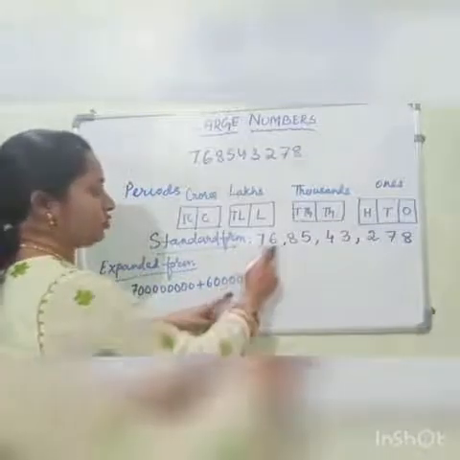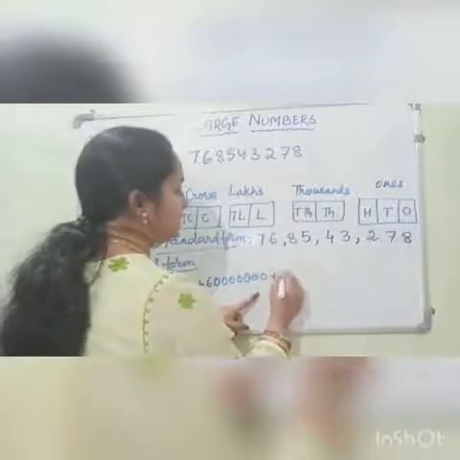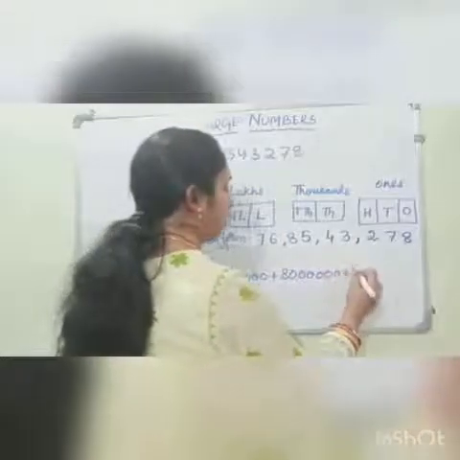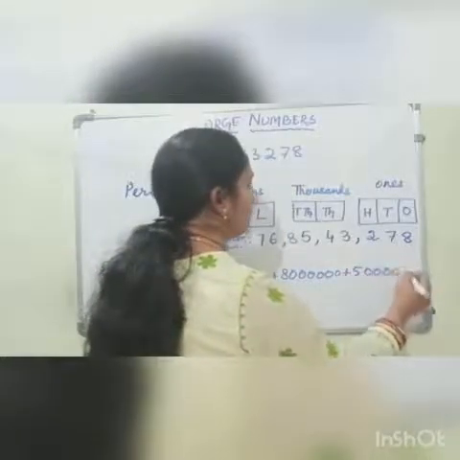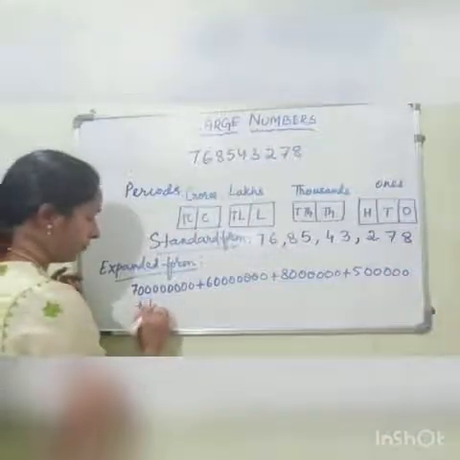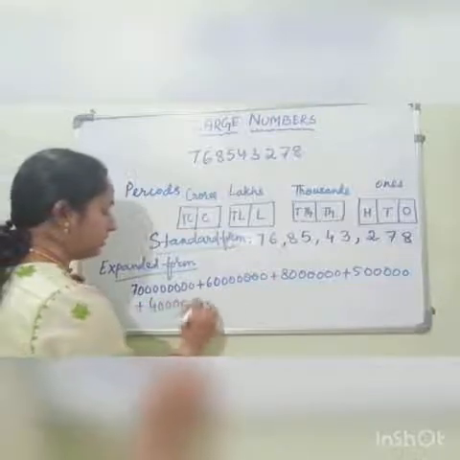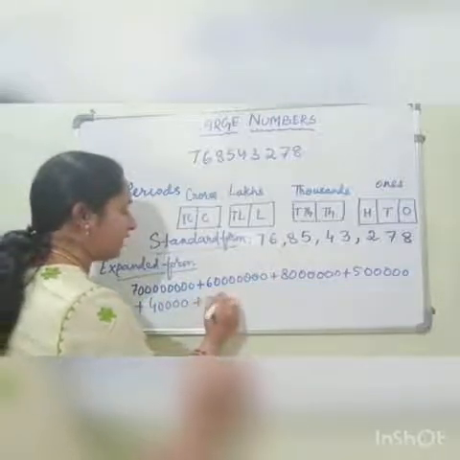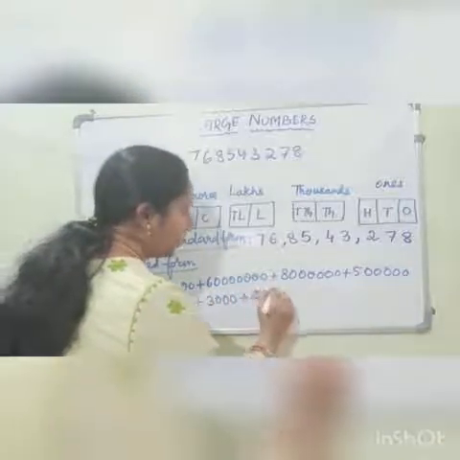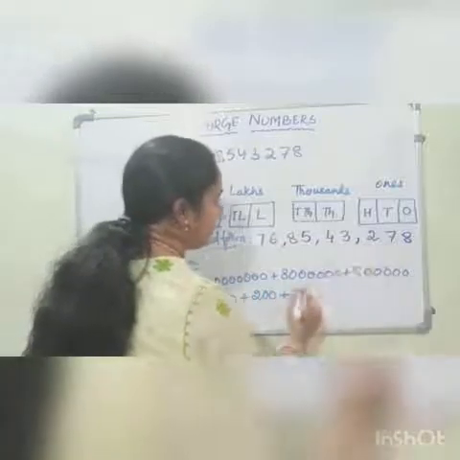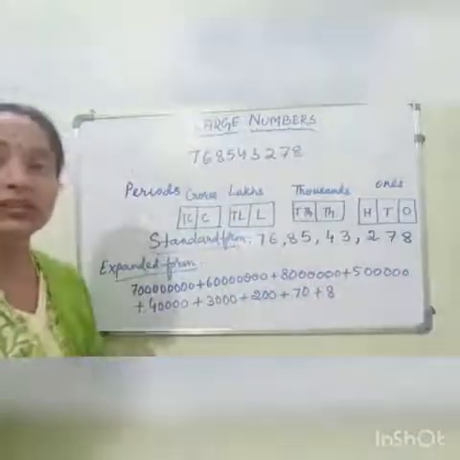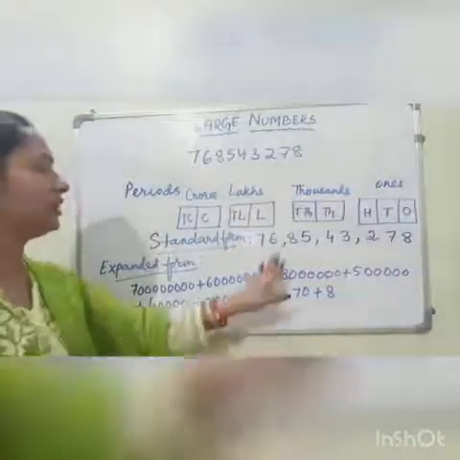Okay, it is the place value of 6. Then we have 80 lakhs. So 8 with 6 zeros. Then 5 with 5 zeros will give you the place value of 5, that is 5 lakhs. Then 40,000. Then we have the place value of 3,000. Place value of 200. Plus place value of 7 is 70 and place value of 8 is 8. So this is the expanded form of the given large number.